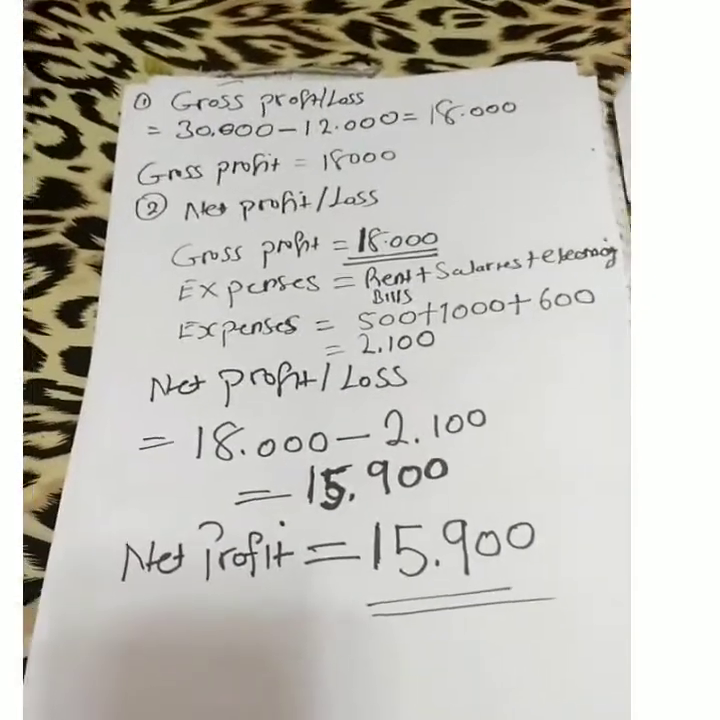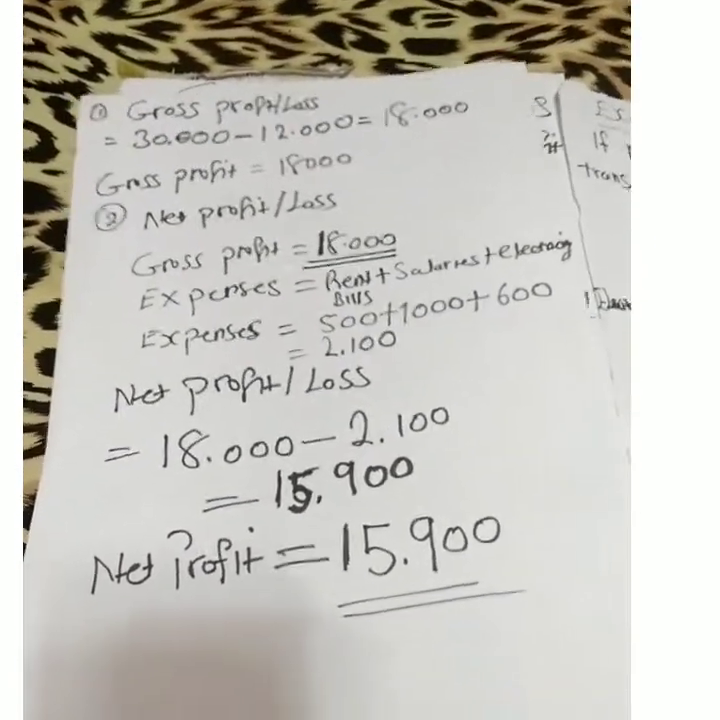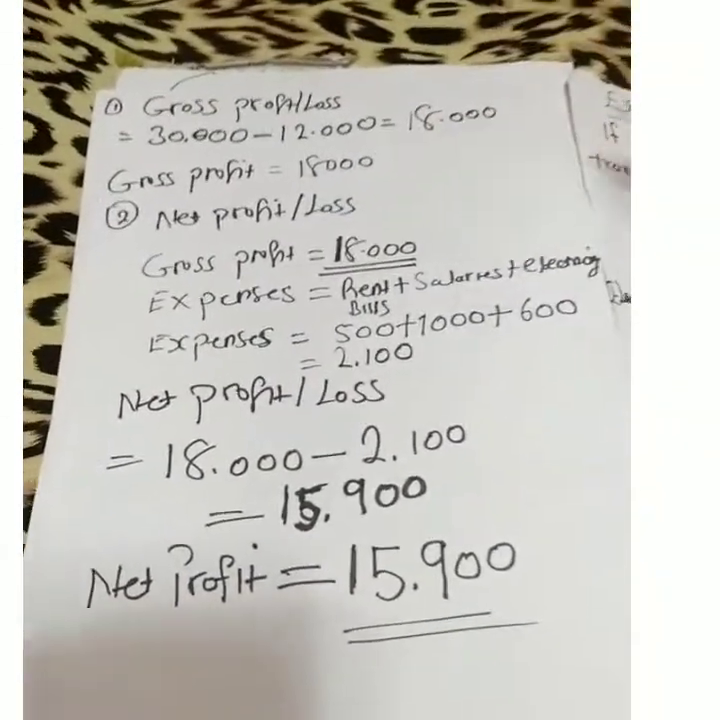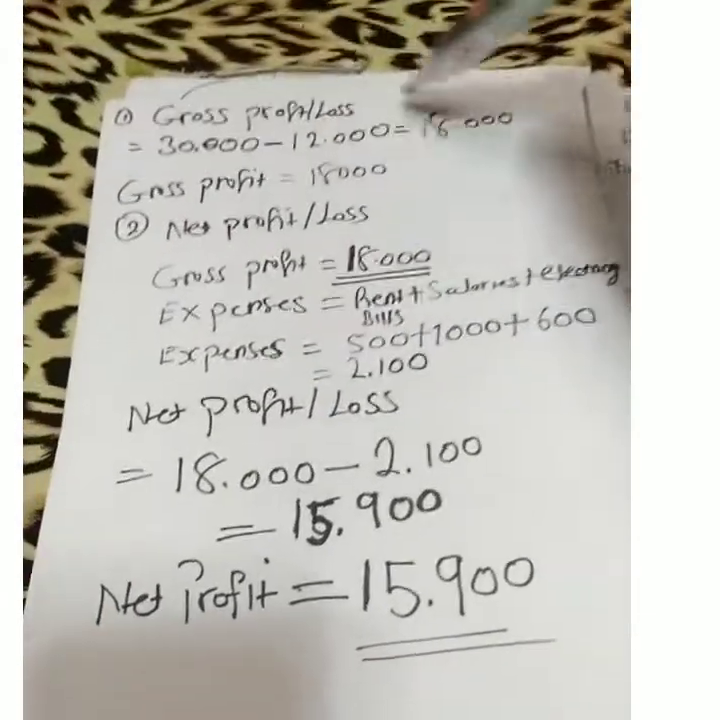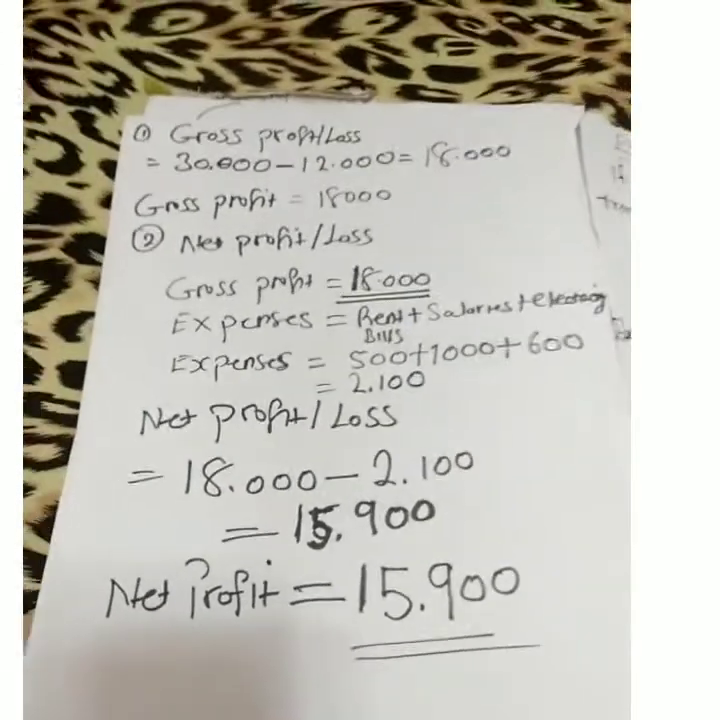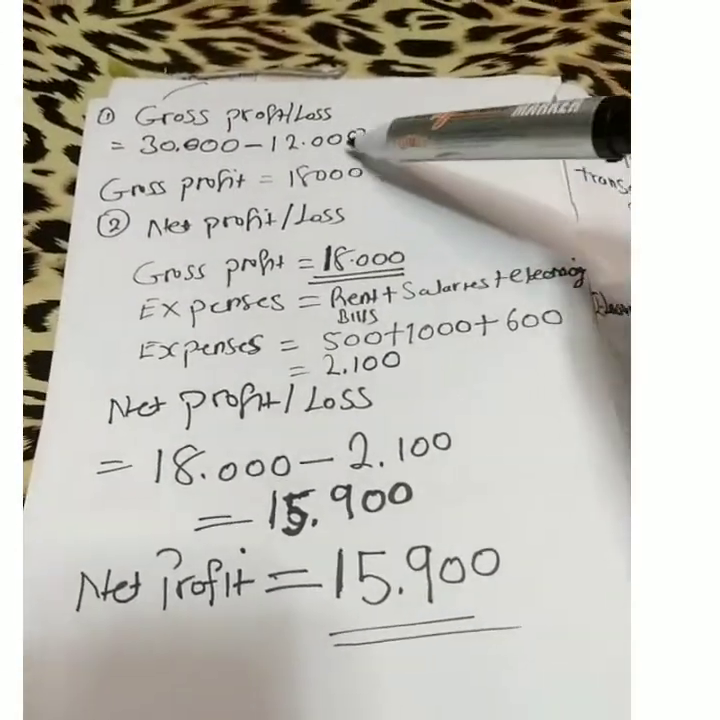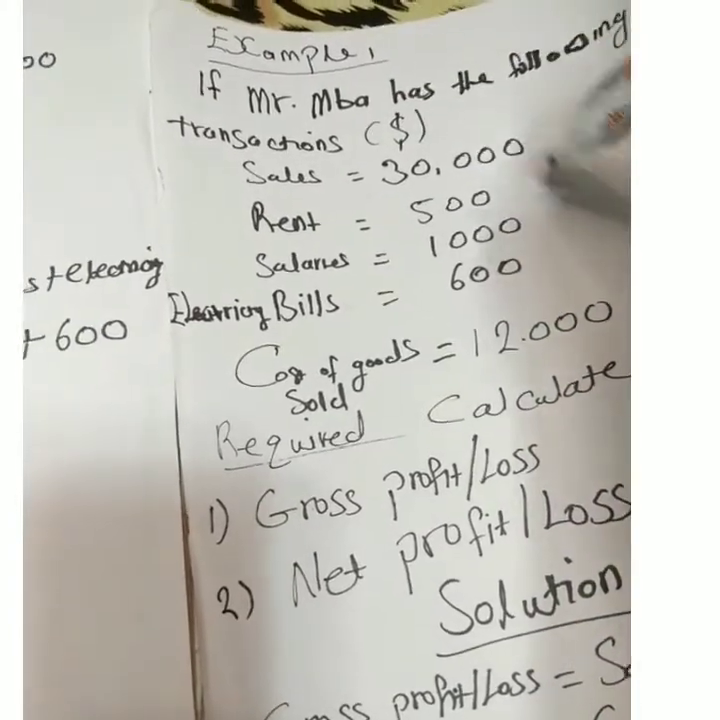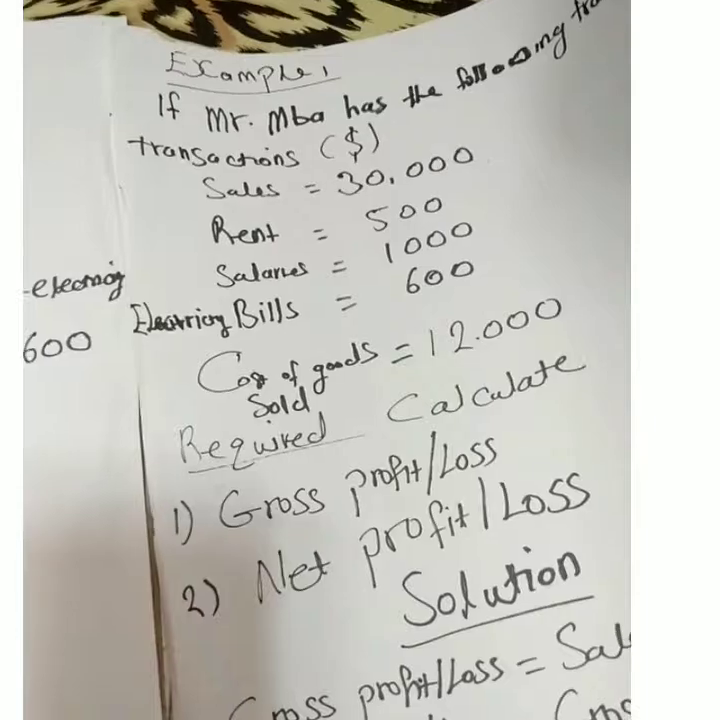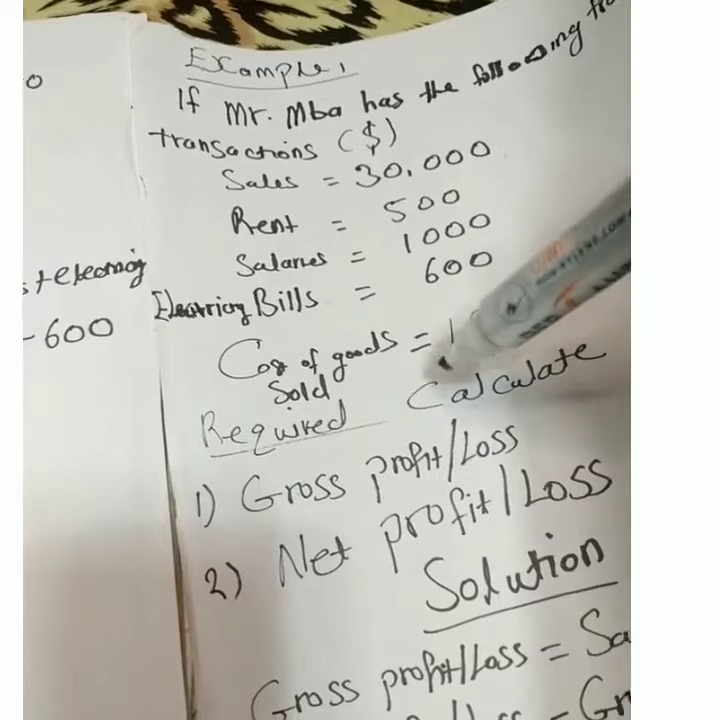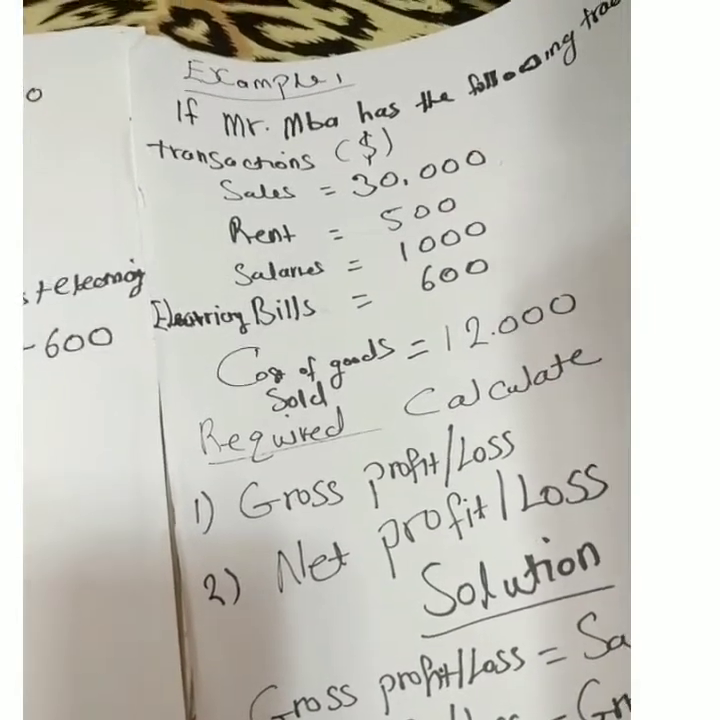All right, so now we are going to be looking at the exercise and solving the question, answering the questions. So the first question we want to answer is that of gross profit. We know that gross profit is sales minus cost of goods sold, right? And our sales is $30,000, and then our cost of goods sold, you can see here, it's $12,000. Sales is $30,000. So what do you do to get your gross profit or gross loss? You take sales, which is $30,000, minus a cost of goods sold, which is $12,000.